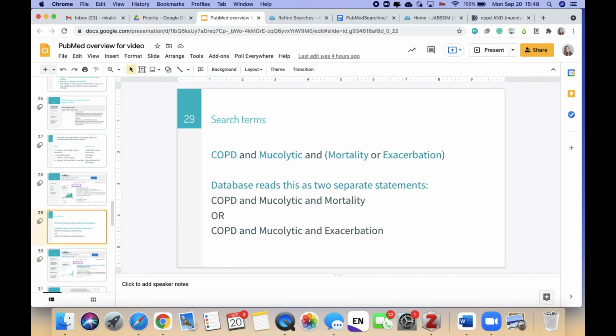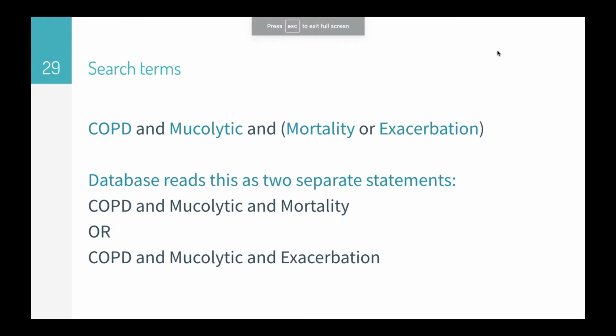This is a little more of an explanation of using the Booleans, the ANDs, the ORs, the parentheses. So this is COPD and mucolytic and, in parentheses, mortality or exacerbation. The database is reading this as two separate statements. With the parentheses around mortality or exacerbation, PubMed reads this as looking for articles that have COPD and mucolytic and mortality, or articles that have COPD and mucolytic and exacerbation. Those parentheses are really important because they tell PubMed how to read the statement.